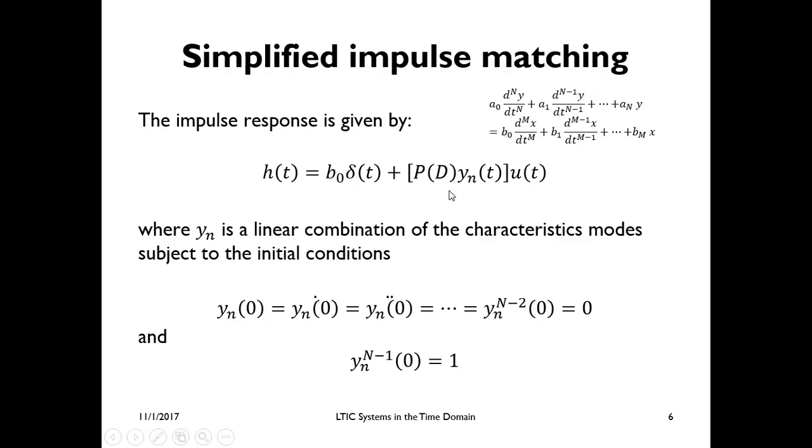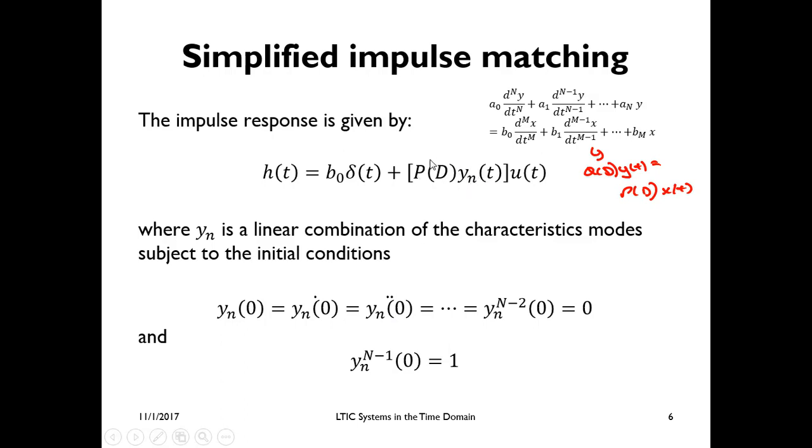P of D, if you recall, is going to be the differential operator that acts on our input signal. So remember, this differential equation representing our system could be given in operator notation as Q of D y of t is equal to P of D x of t. So we take this differential operator P of D and act on y sub n of t. Y sub n of t is again a linear combination of the characteristic modes of the system. To determine the specific combination of these characteristic modes, we subject y sub n of t to the following initial conditions. So once we find the appropriate linear combination of our characteristic modes, we have y sub n of t.